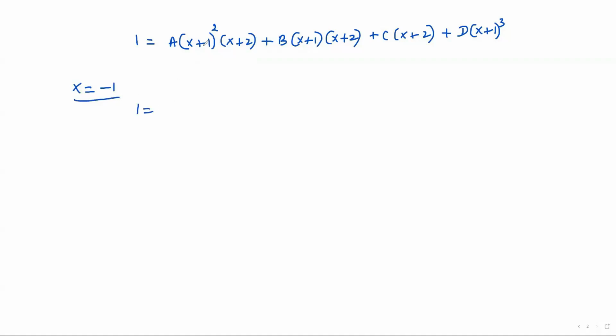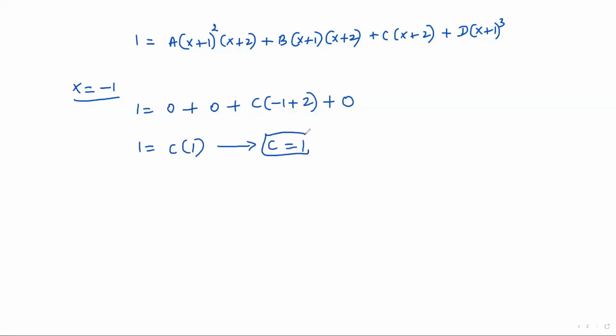So 1 is equal to, so -1 plus 1, this part will completely become 0. 0 multiplied by anything is 0. Then C times (-1 plus 2), and this -1 plus 1 will become 0. 0 multiplied by D becomes 0. So now the three constants A, B, and D vanish, and I get the value of C. So 1 is equal to C times (-1 plus 2), which is just 1. So finally I get C is equal to 1, because C times 1 is C.